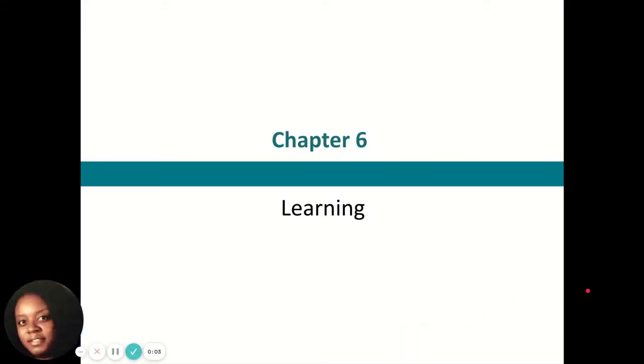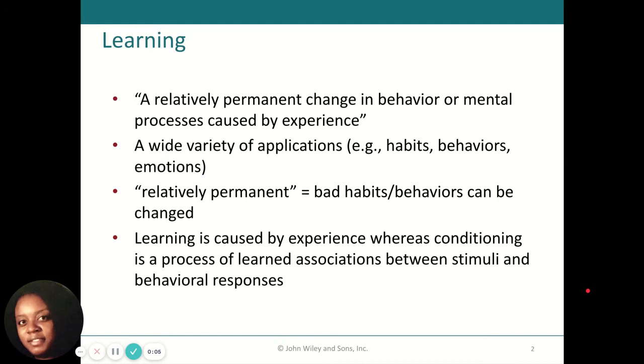Chapter 6 is all about learning. When we think of the definition of learning, it is a relatively permanent change in behavior and mental processes based on our experience. When it says relatively permanent, that means that these behaviors or habits people develop can be changed based on their experiences in the future.